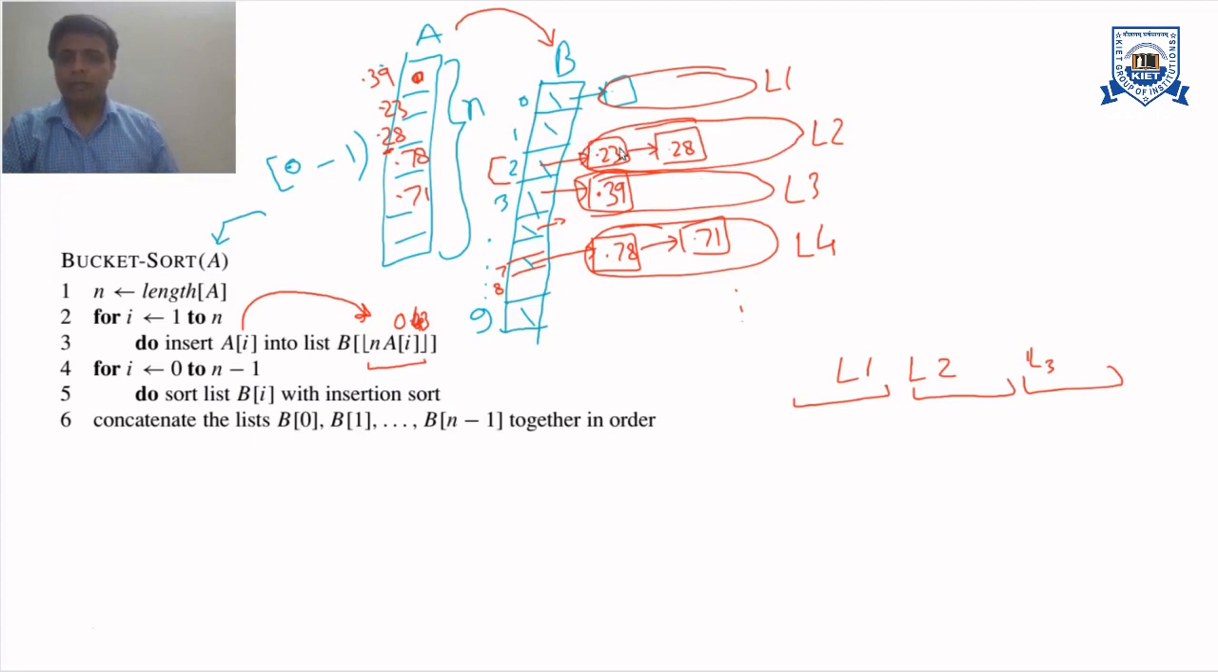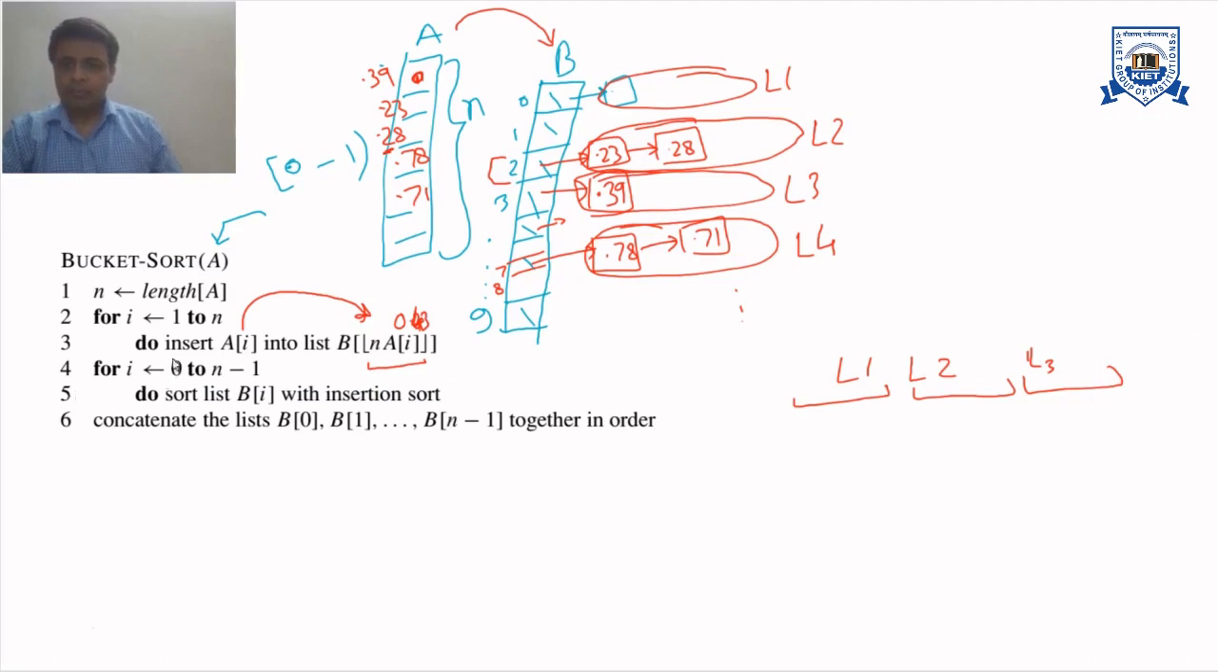And after performing sorting on, let's say, bucket 2, then we go to bucket 3. If there is some data, we perform insertion sort, and after performing insertion sort, we go to the next bucket. If there is no data, we simply move to the next bucket. That process will keep going till we reach the end of the B array, or you could say the last bucket. So that is what is performed in line number 4 and 5.